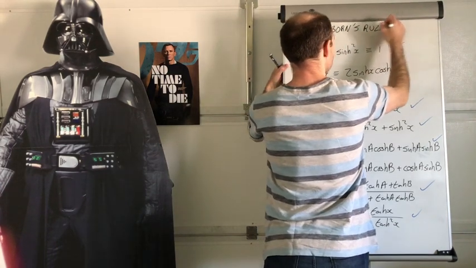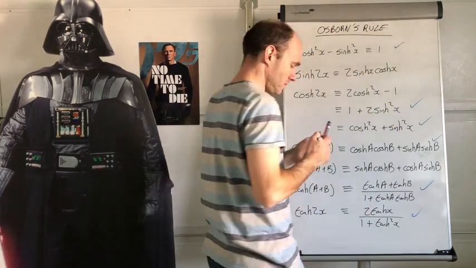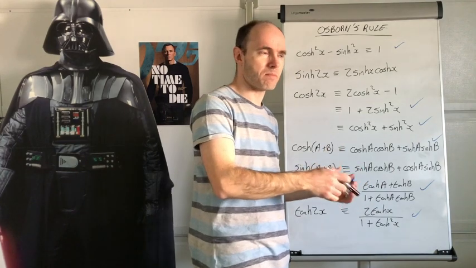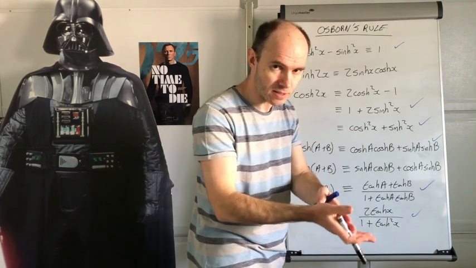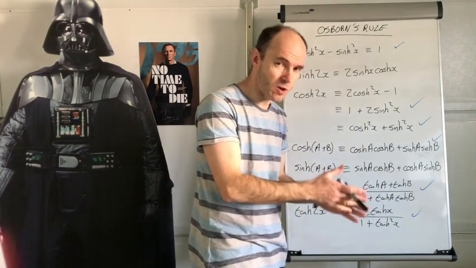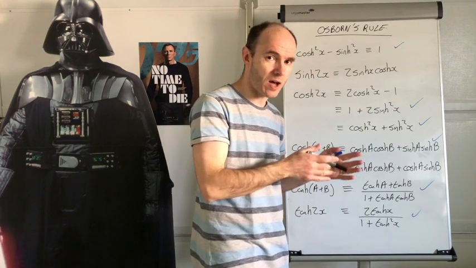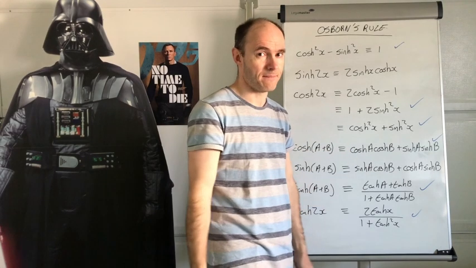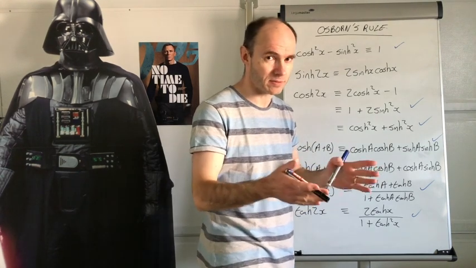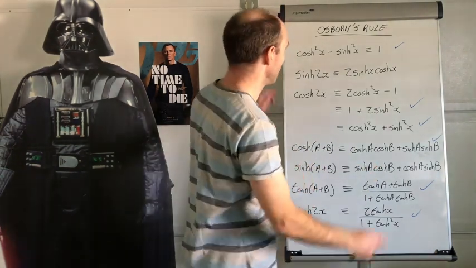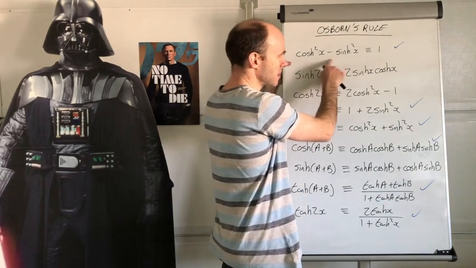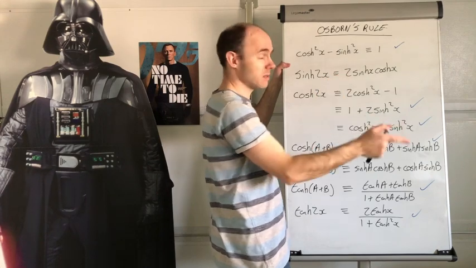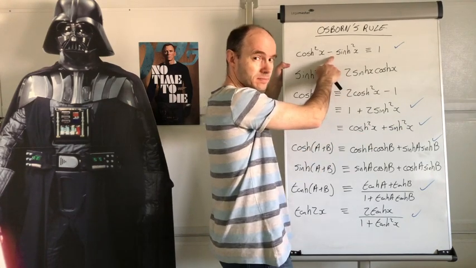Osborne's rule states all the trigonometric identities match the hyperbolic identities, with the exception of when you've got sine squared x or a product of two sines together, in which case that term is negative. Examples: cos squared x plus sine squared x equals 1. The sine squared x term you change to negative.